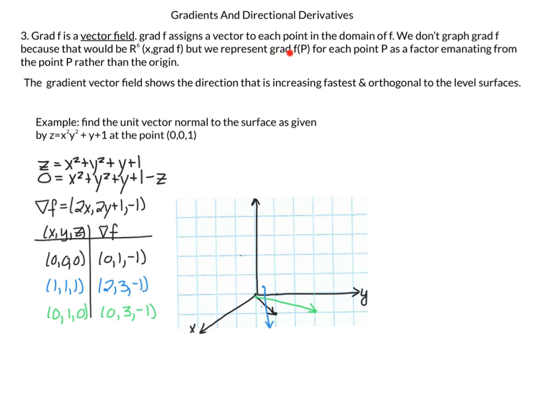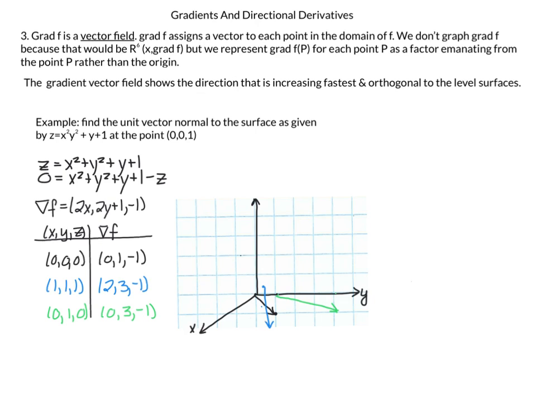We represent the gradient as a vector emanating from the point P rather than the origin. So now I'm going to move this to the point 0, 1, 0. And that's 0, 1, 0, so it's at this point here. So I'm going to move this vector here. So that's what my gradient field looks like.